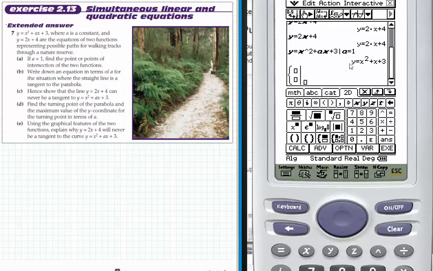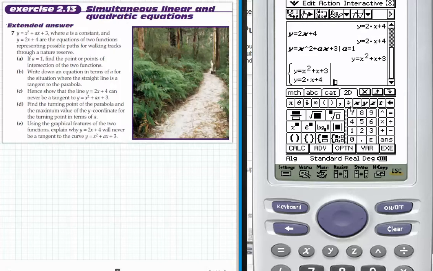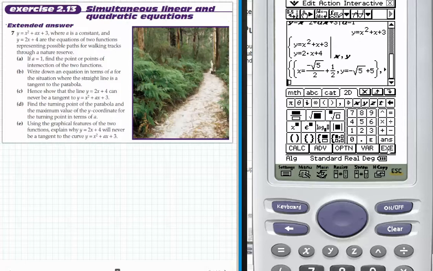Open up simultaneous equations, take that, take this, solve it for x and y. And that tells me that the coordinate is x equals a half minus root 5 on 2, and y equals 5 minus root 5.